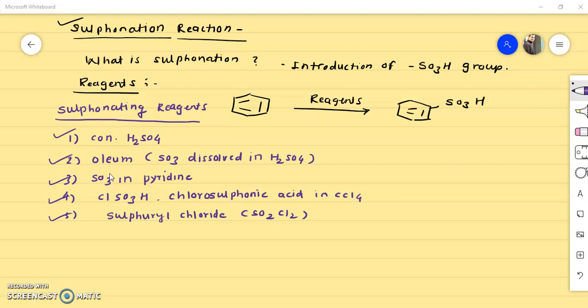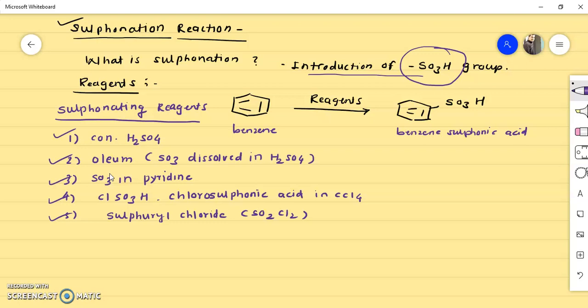Once again, what is sulfonation? Sulfonation is just the introduction of the SO3H group on the aromatic ring. For example, if you take benzene and treat it with any of these sulfonating reagents, there is a conversion of benzene to benzene sulfonic acid. This benzene is not a substituted benzene, so the incoming SO3H group can come at any position, because all 6 carbons are the same.